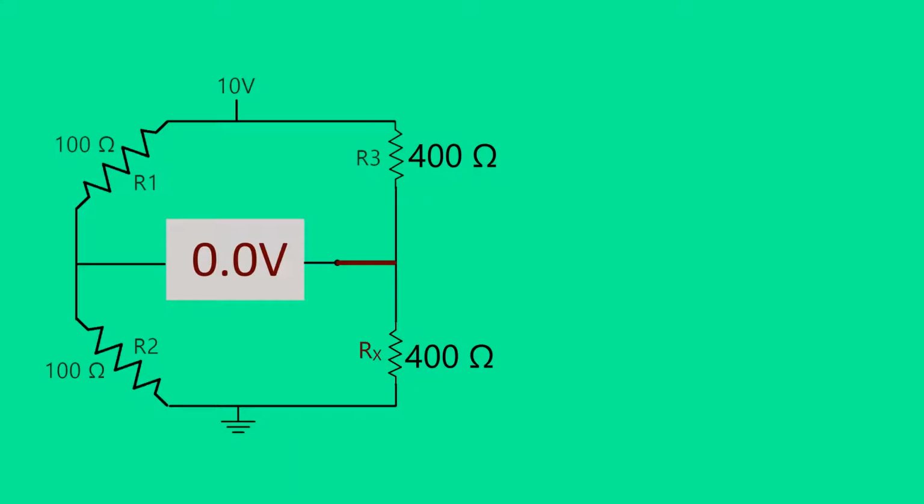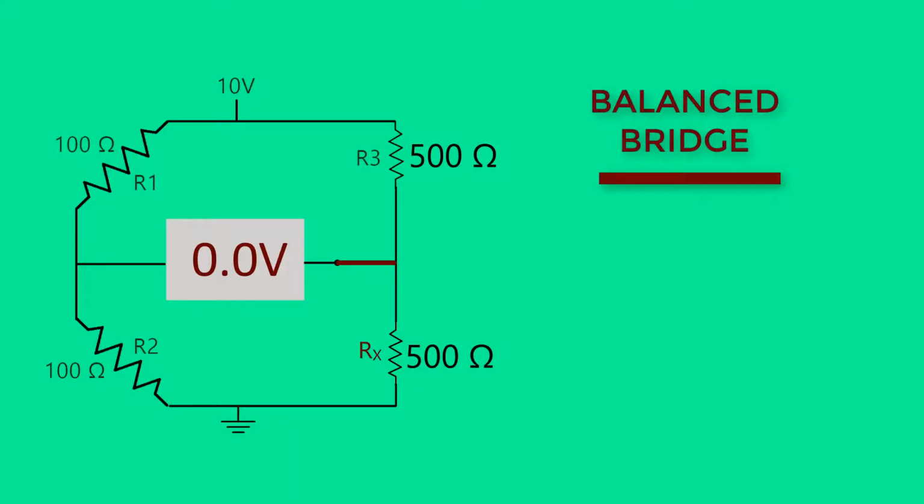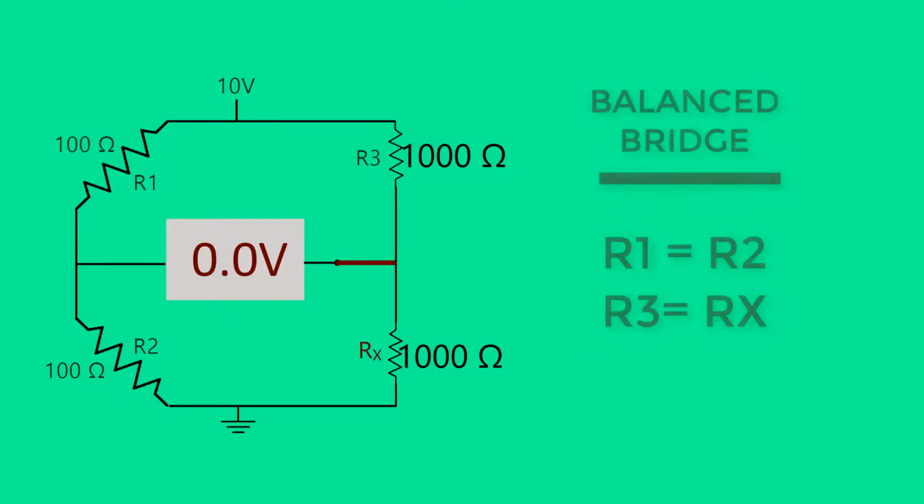In the example shown, resistor values R1 and R2 are equal, and resistor values R3 and Rx are equal. The 2 equal sets of resistor values create a balanced bridge circuit. Let's examine how the added resistance of the conductors used to connect an RTD affect the bridge circuit.